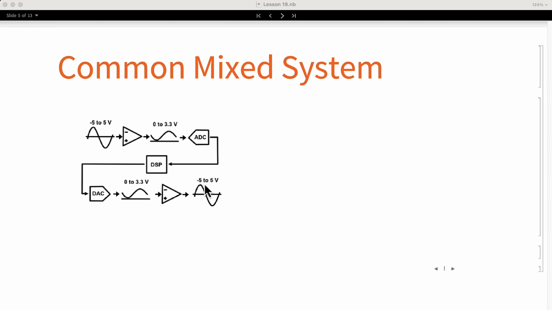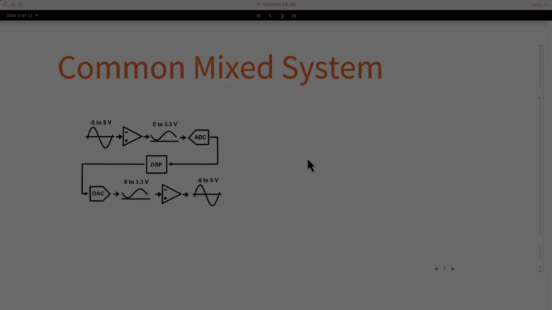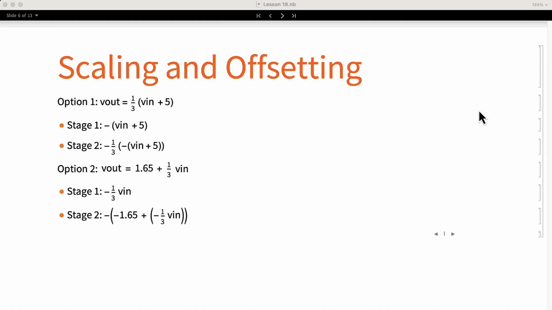In order to adapt these voltages, we need to use analog components, and with the knowledge that we have, we can create these operations. We have at least two options to implement the circuit. The first one is the following operation. We take the input voltage and we add 5 volts.